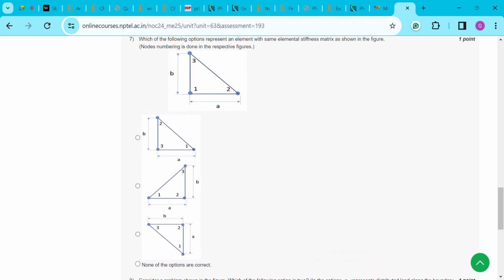If the element is the same and the numbering is also the same, then the stiffness matrix will be the same irrespective of the orientation. First thing we can check is that between node 1 and 2 the length is a. We can check that.